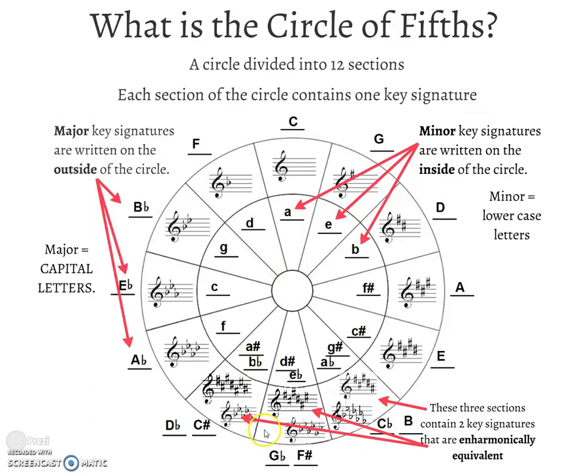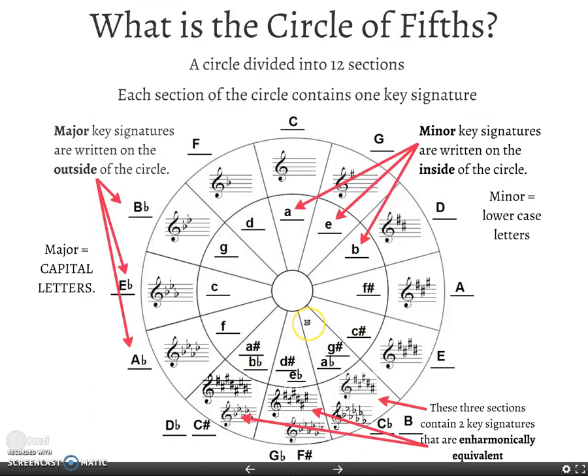These three sections at the bottom have two key signatures each, and notice the answers here for the minor: G sharp and A flat. If you're looking at a piano keyboard, that's actually the same key on the keyboard. The reason they share this spot is because they are enharmonically equivalent. The same with E flat and D sharp, enharmonically equivalent. B flat and A sharp are enharmonically equivalent. And the same goes for the major version. C sharp and D flat are enharmonically equivalent major keys.